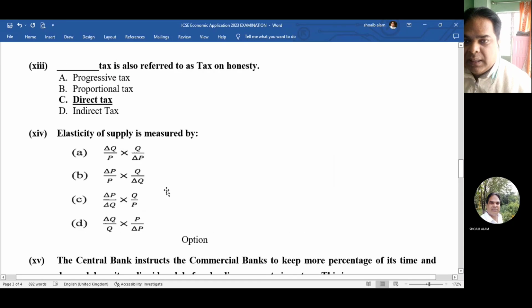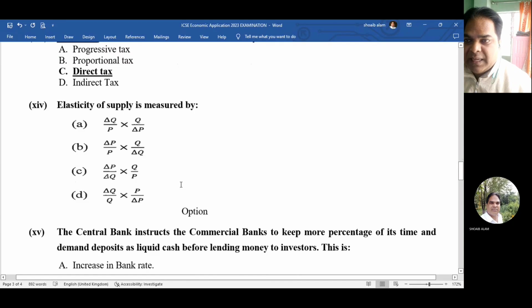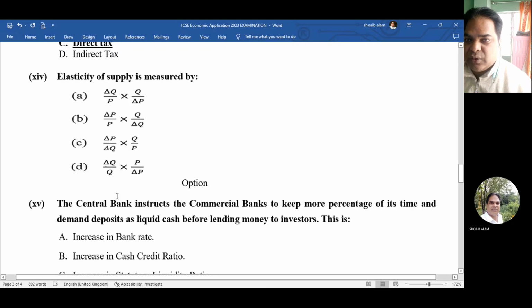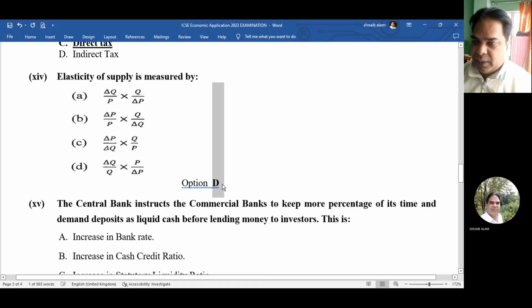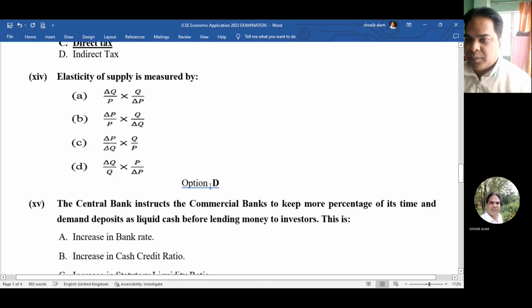The next one. Elasticity of supply is measured by. So which one will be the correct option? A, B, C, D. Which one is the correct option for number 14? The correct option will be D. I am highlighting it over here. Correct option is option D.